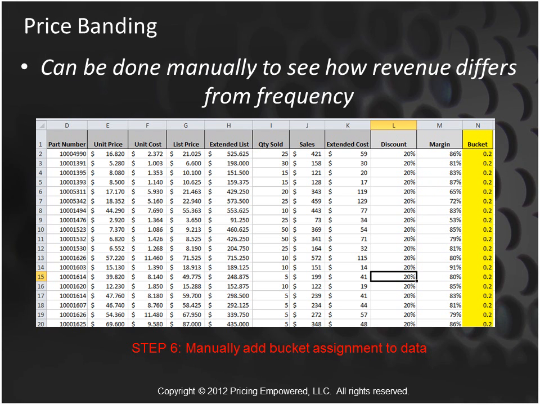Unfortunately, if you are looking to review the data by revenue and not count, you must do this manually. You can simply enter the same price buckets to each line of the sales data, depending on the value of the row. When looking at discounts, all discounts less than 0.25 are coded 0.2, all discounts less than 0.3 are coded 0.25, and so on.